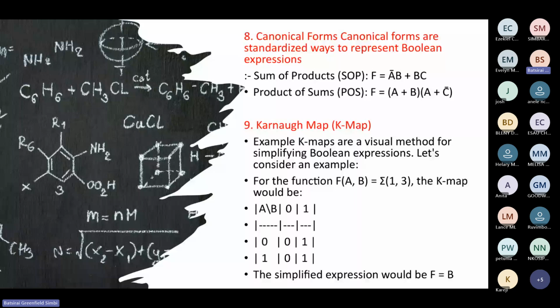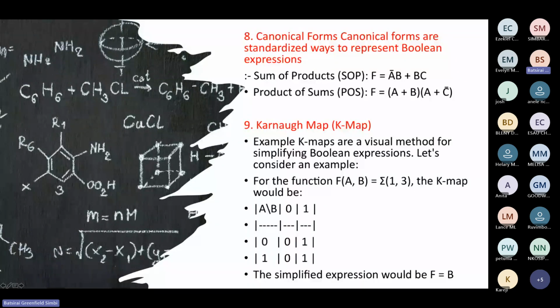All right, then canonical forms are standardized ways to represent Boolean expressions. That's sum of products, SOP, F equals A negation B plus B dot C. So this is a sum of products.